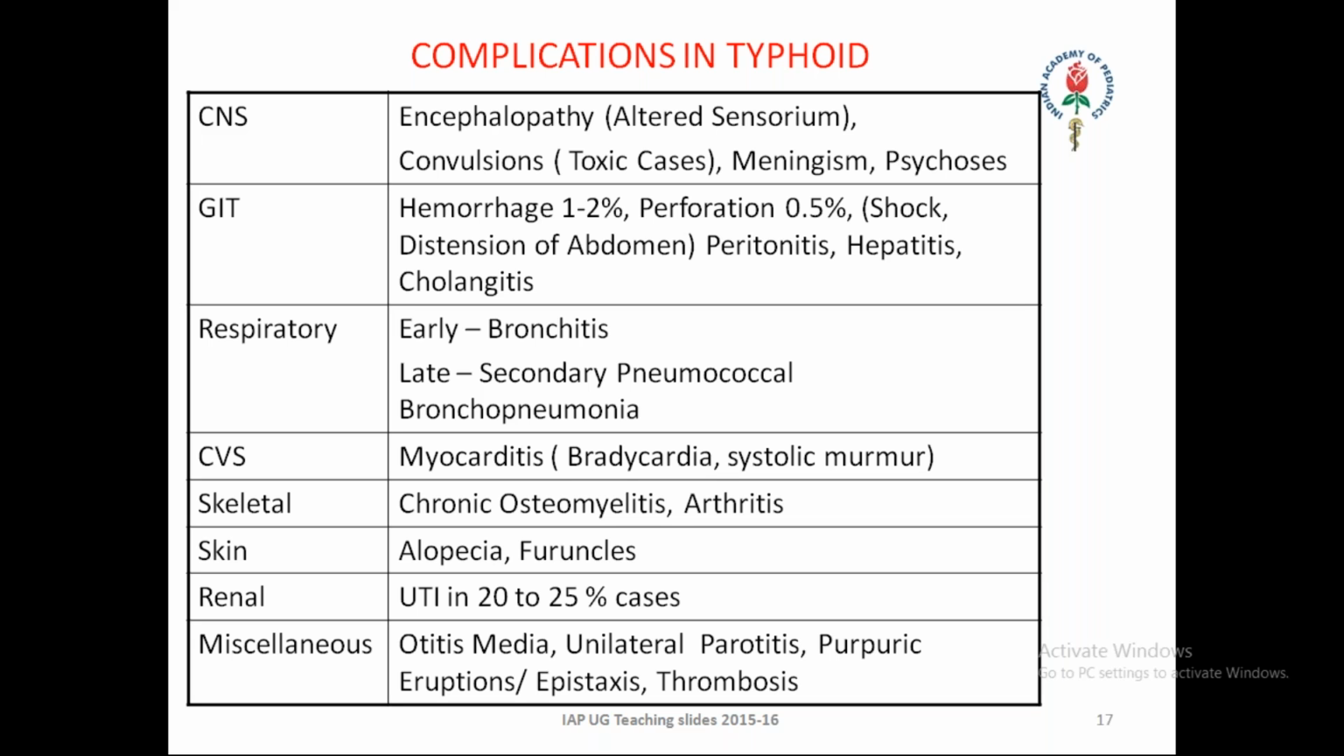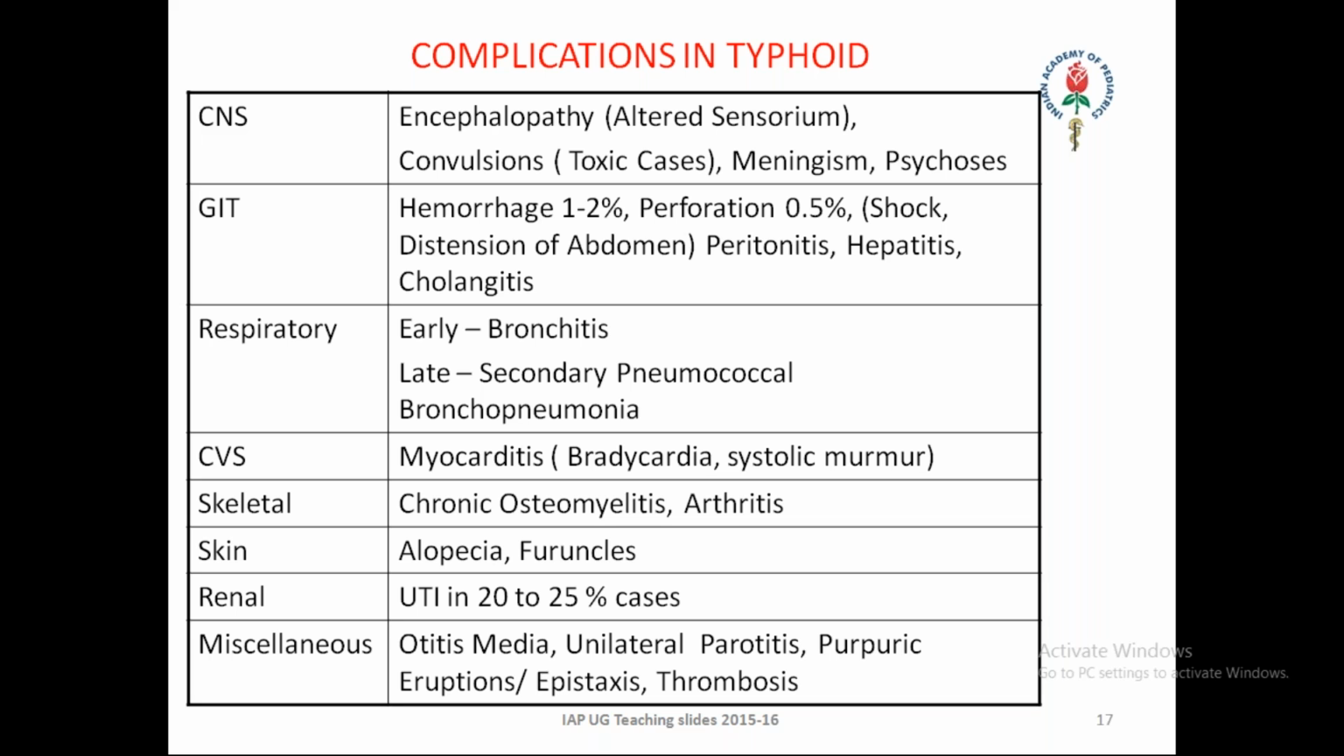And GIT, already we have discussed perforation and ulcers. Hemorrhage will occur in 1 to 2%, perforation 0.5%. Perforation or hemorrhage in turn leads to shock or distension of the abdomen. There might be peritonitis, hepatitis, and cholangitis. Gallbladder and all, cholangitis might be seen.